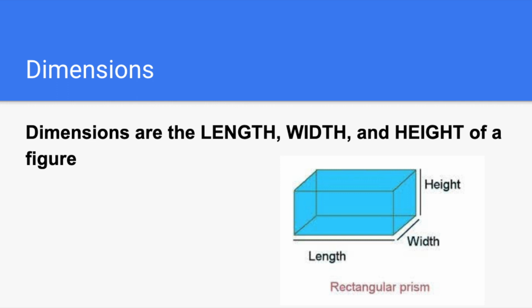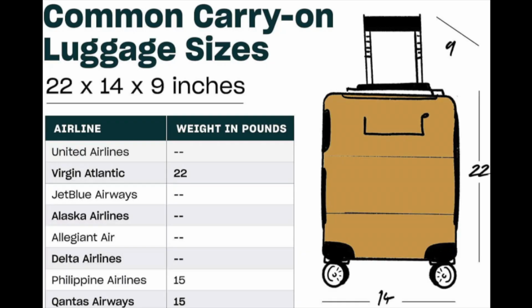The dimensions of a rectangular prism are called length, width, and height. You've probably heard that term dimensions before if you've ever flown and brought a carry-on suitcase with you. Airports have restrictions about how big each dimension of your suitcase can be in order for it to fit inside the carry-on space. When you know the dimensions of a three-dimensional object, you can use them to find the volume.